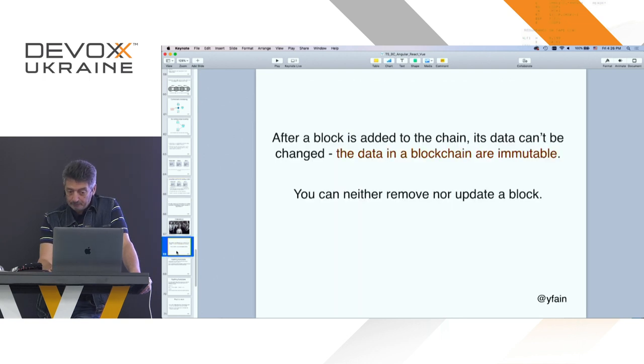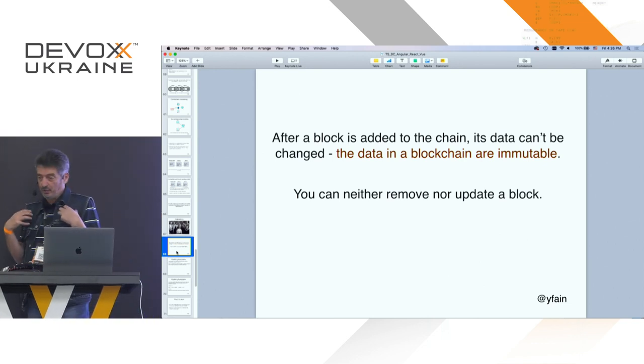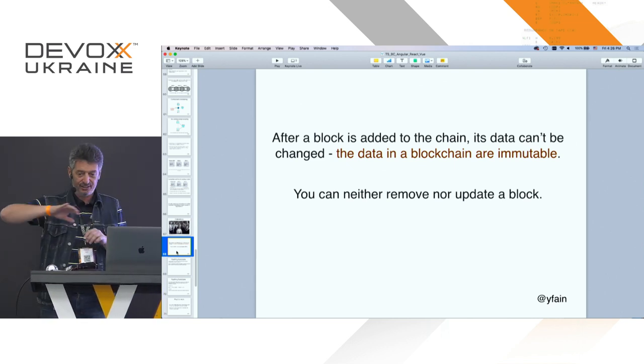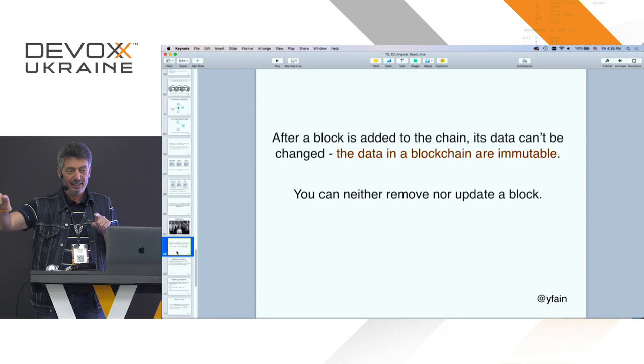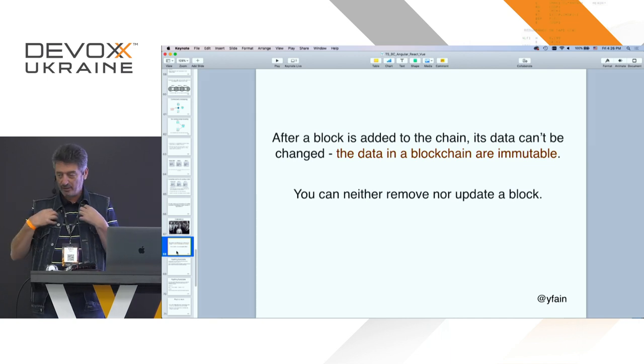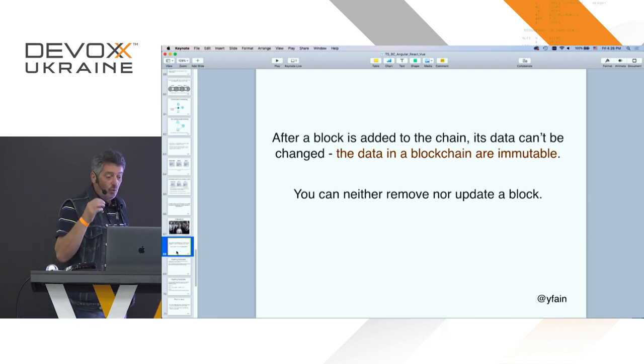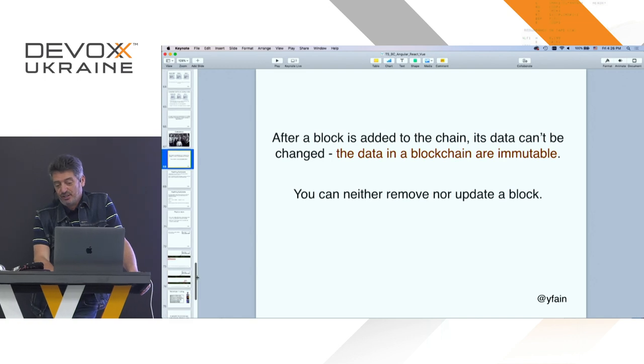That's the consensus. So, let's say I am the winner, so my block will be added to the blockchain, everybody else in the chain will be notified, and their chain will be updated with my block. So this is what's going to happen. And all block data is immutable. You cannot change it. Why you cannot change it?